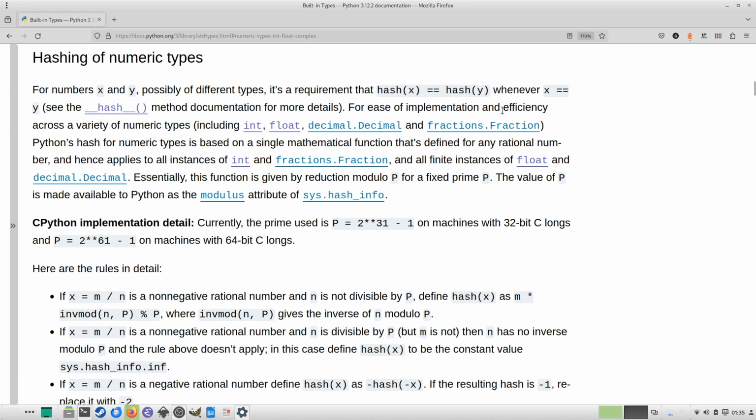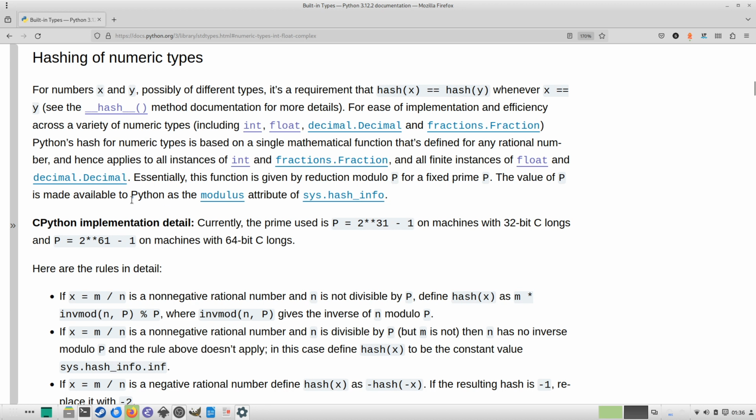For ease of implementation and efficiency across various types of numeric types, including int, float, decimal.Decimal, and fractions.Fraction, Python's hash for numeric types is based on a single mathematical function that is defined for any rational number and hence applies to all instances of int, fractions.Fraction, and all finite instances of float and decimal.Decimal. Essentially, this function is given by reduction modulo P for a fixed prime.